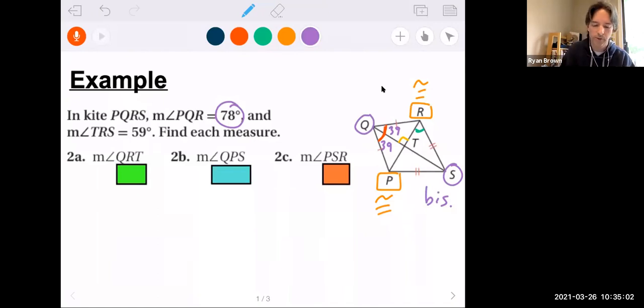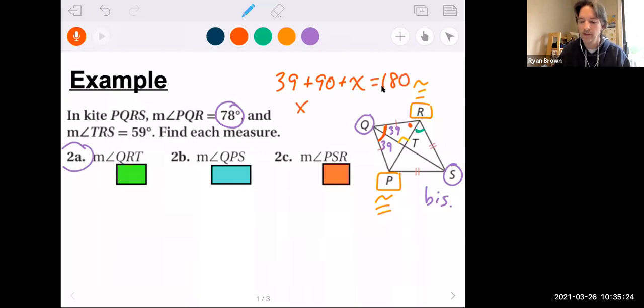Okay, question 2A. What is QRT? What is this little angle over here? Well, we know that the whole triangle formed by QTR or QRT is 180. Then we have 39 plus the 90-degree right angle plus whatever QRT is. Let's just call it X. We know that adds up to 180. So when we solve for X, add everything together, move it on over, and what did you get?